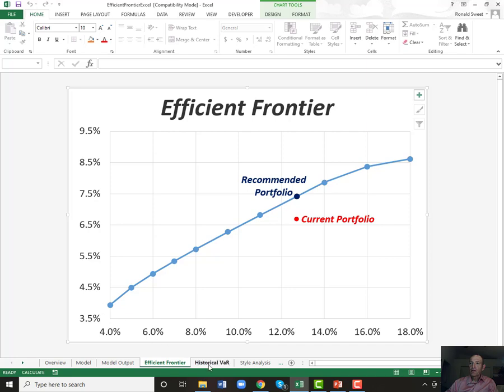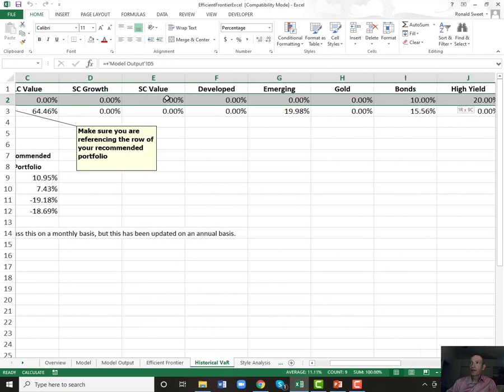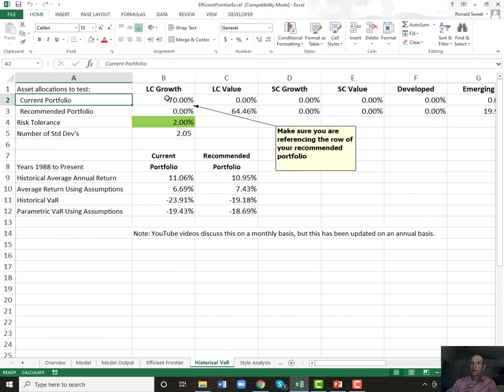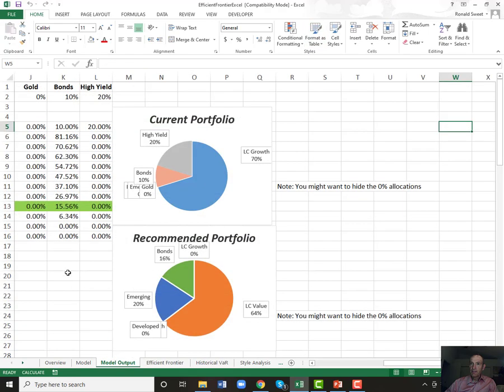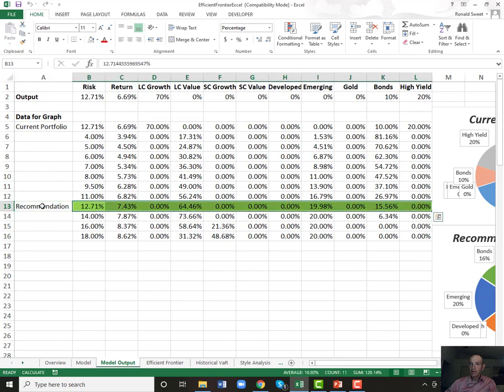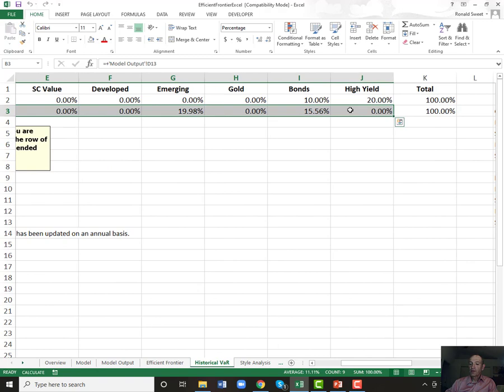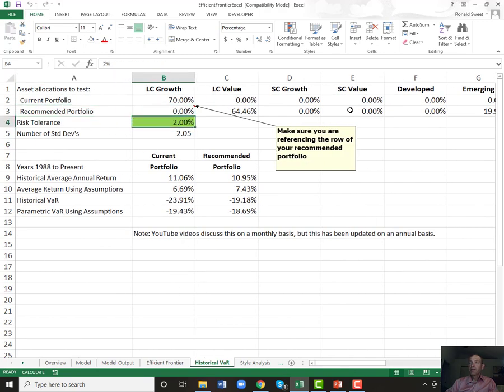So now we want to jump to this next page, which is called historical VaR. The historical VaR is going to bring in, as long as you have it set up in the right place, your current portfolio. That one will always be correct unless you really change something on the file. And then as long as your recommended portfolio is on line 13, the green line here, this will be referencing the right portfolio. And then you have to do a risk tolerance.